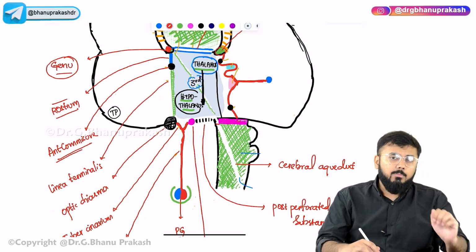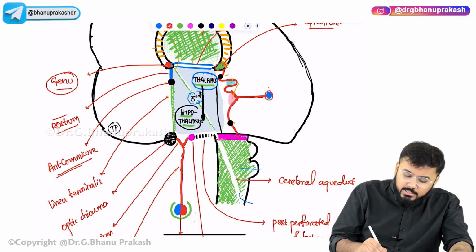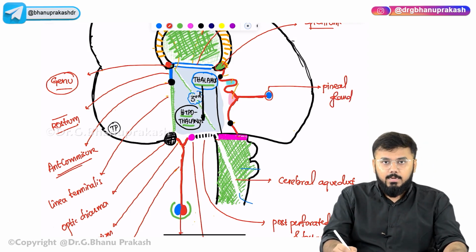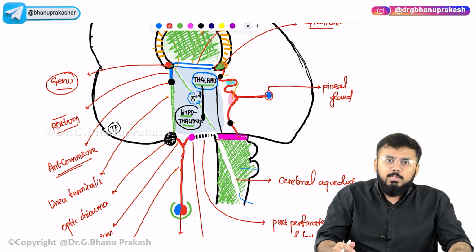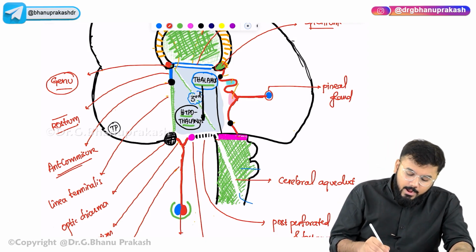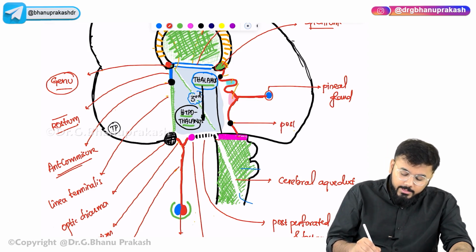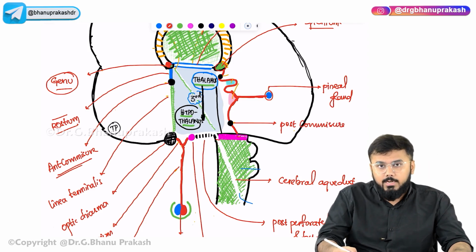Now, a very important thing you need to understand is that this particular gland which you can see over here is called the pineal gland. And down here you see this black color structure. This is called the posterior commissure.